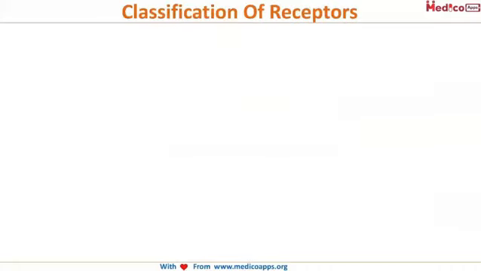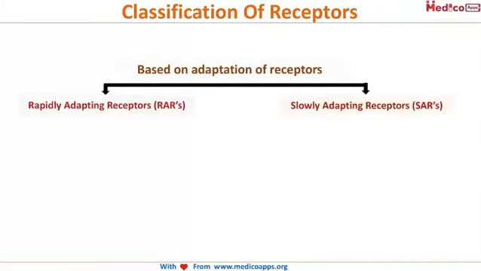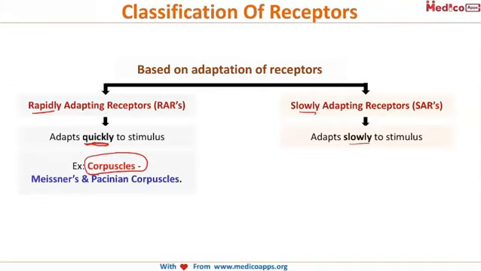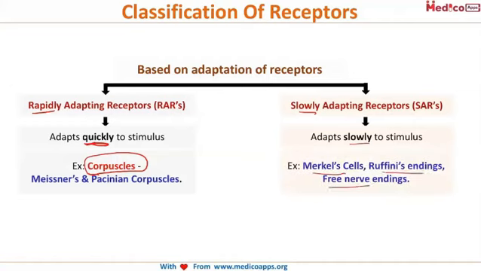Now, these receptors are again classified based on the speed of adaptation to stimuli, right? So, when I say speed, they can be rapid or slow. They can either be rapidly adapting receptors or slowly adapting receptors. The rapidly adapting receptors, as the name suggests, adapt quickly to the stimulus, whereas the slowly adapting receptors adapt slowly. You can easily remember that all the types of corpuscles are mainly rapidly adapting, whereas the remaining receptors, that is the Merkel cells, the Ruffini endings and the free nerve endings, are all the slow adapting receptors.